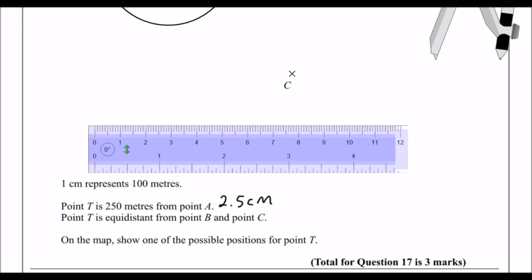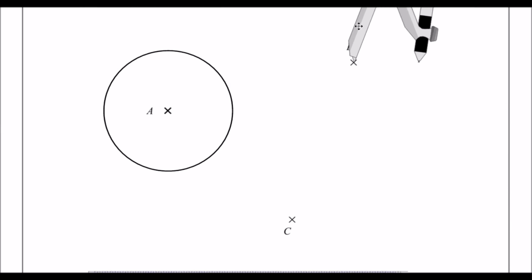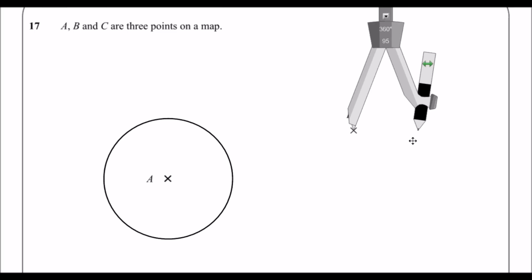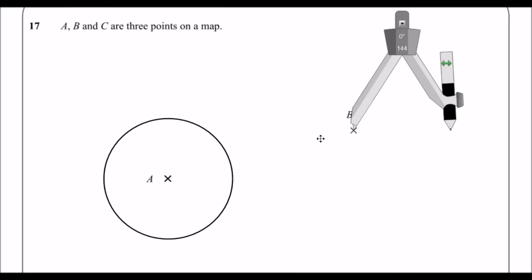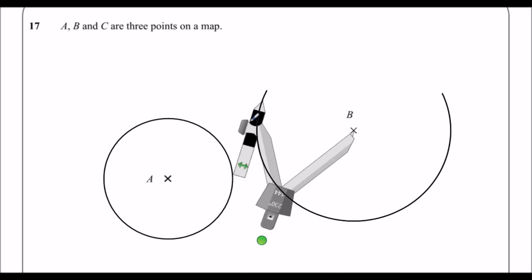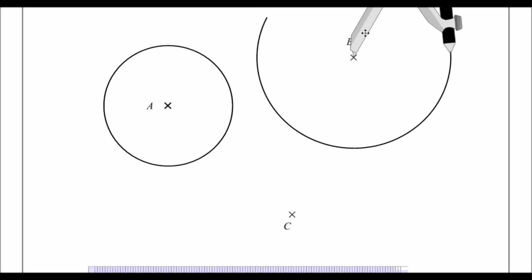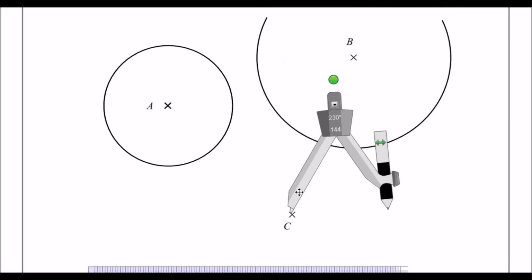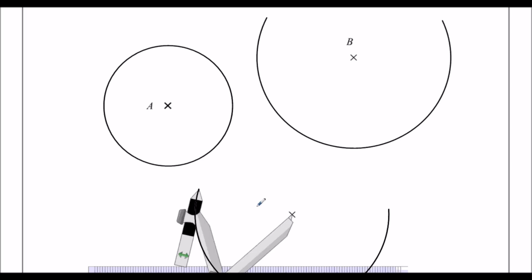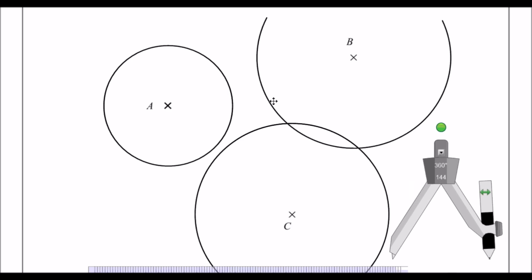It's also equidistant, so an equal distance from B and C. So if we put our point on B, I'm going to extend this a little bit, make it a bit bigger. And then I'm going to draw an arc here. I'll just draw a full circle. So we want 2 arcs from B, and we want C to intersect that. So all those points are an equal distance away from B. All of these points are an equal distance away from C.